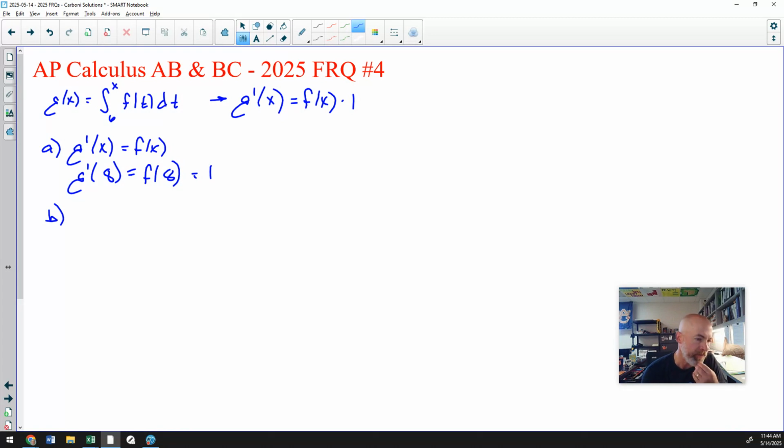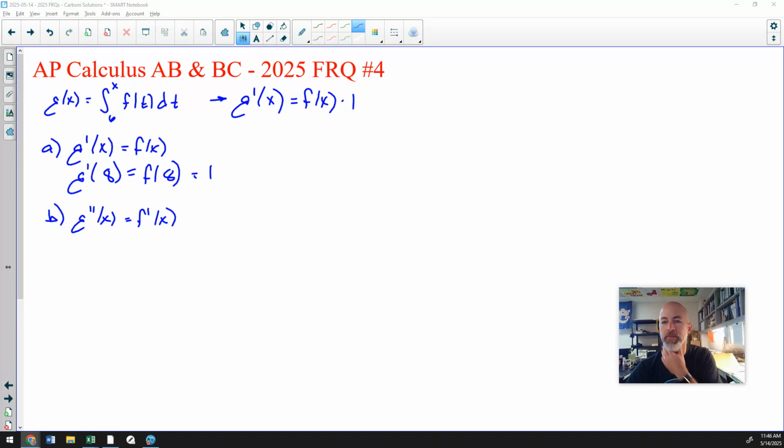On to B. Find the value of x on the interval -6 to 12 at which g has an inflection point. Okay, inflection points are where, oh my gosh, we did a question exactly like this last week. This is exciting. So I need an inflection point. That is when g double prime changes sign. So g double prime of x is equal to f prime of x, and I need g double prime to change signs. That's what creates an inflection point, but I need to make my explanation connect to the function f.